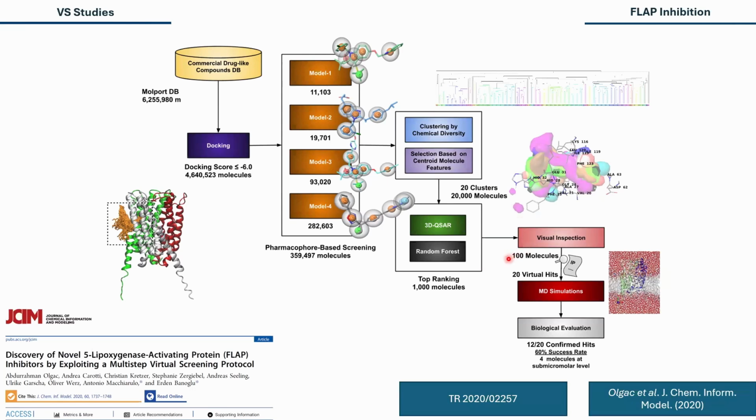And by checking the literature data and the patent data that is publicly available, we selected 20 virtual hits based on the results of the MD simulations. We selected 20 compounds and purchased them. This study showed us a 60% success rate, and 4 of those resulting compounds were active at sub-micromolar level. So we were happy with the results published in Journal of Chemical Information and Modeling.